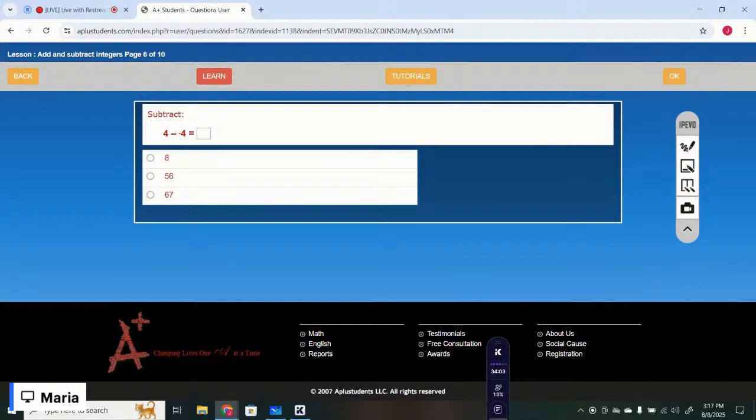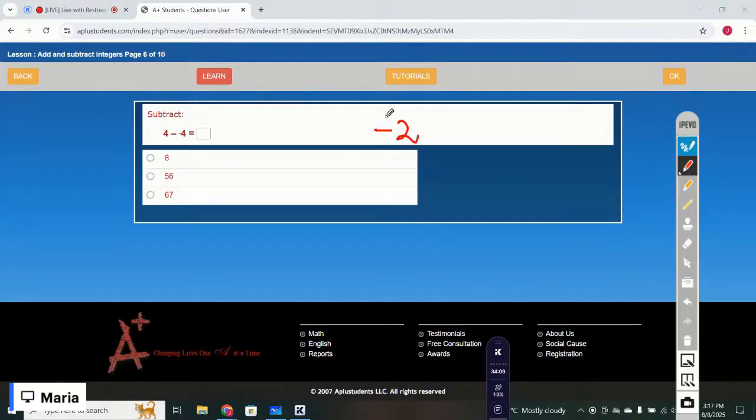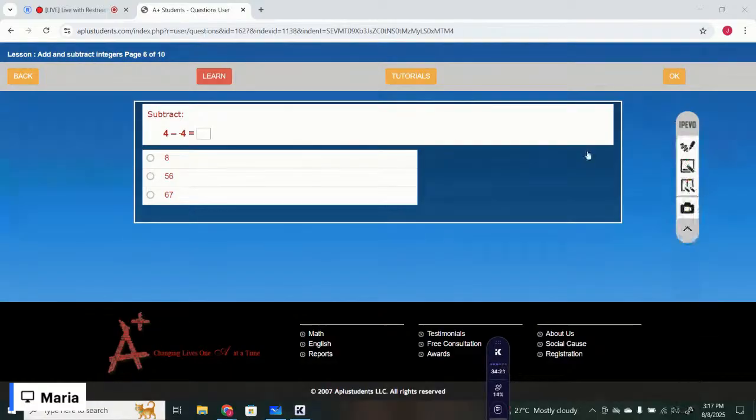Subtracting a negative number is same as adding. Four plus 4. 4 plus 4 is 8. Option number 1 is the correct option. 8 it is.